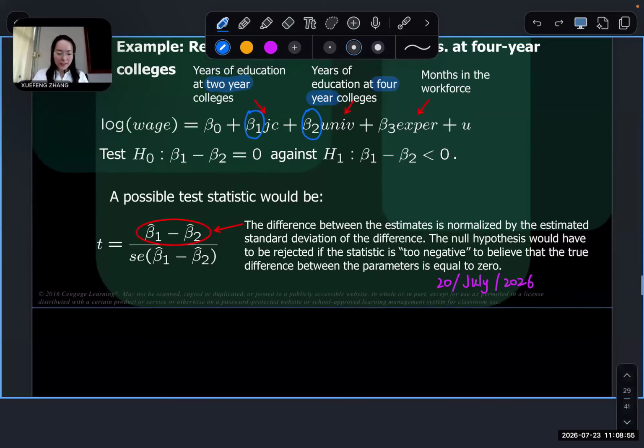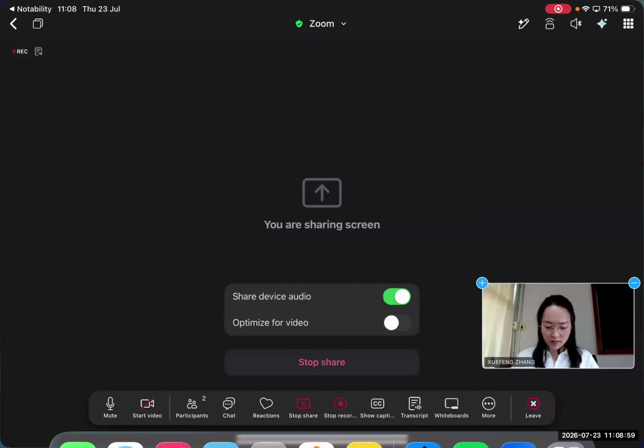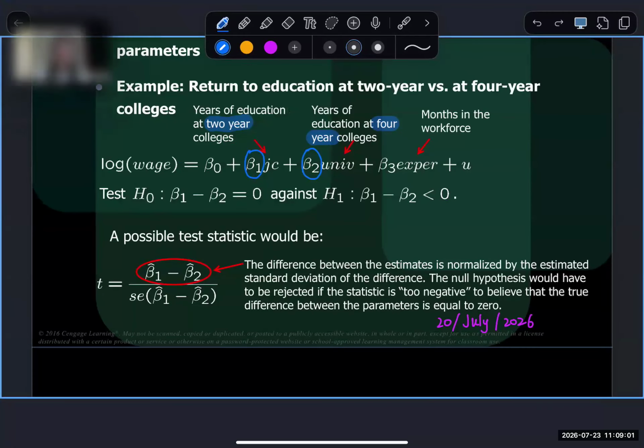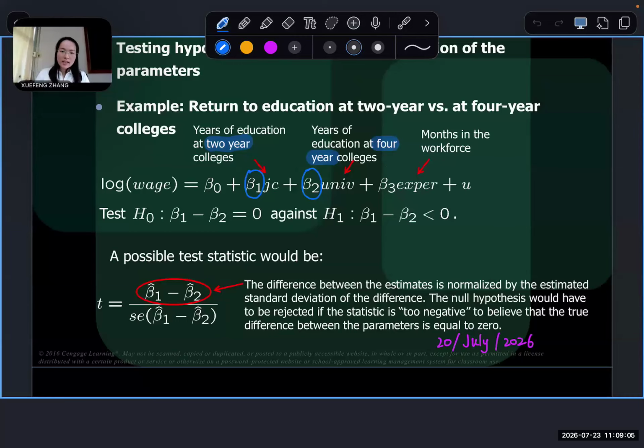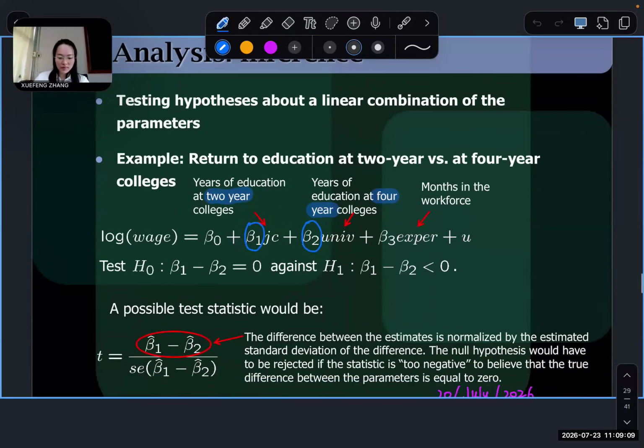Let me try to finish this chapter, all right? What is it about? Inference, right? Inference. Okay, last time I finished here. Say here, this is a new topic, okay? Because right now the hypothesis involves two coefficients together, which is beta 1 and beta 2.